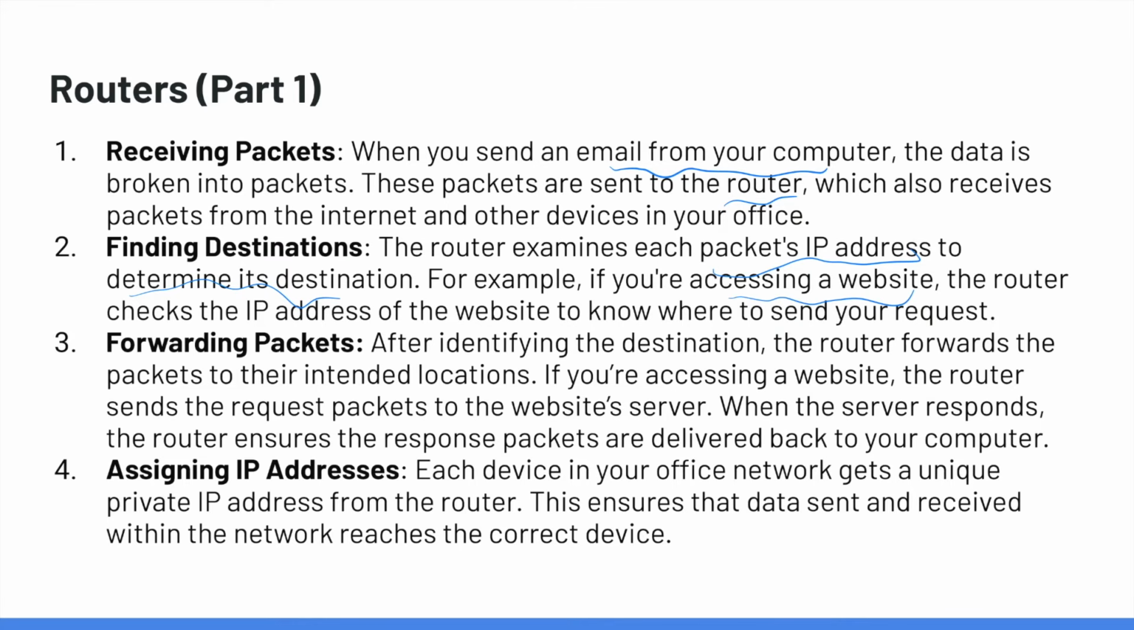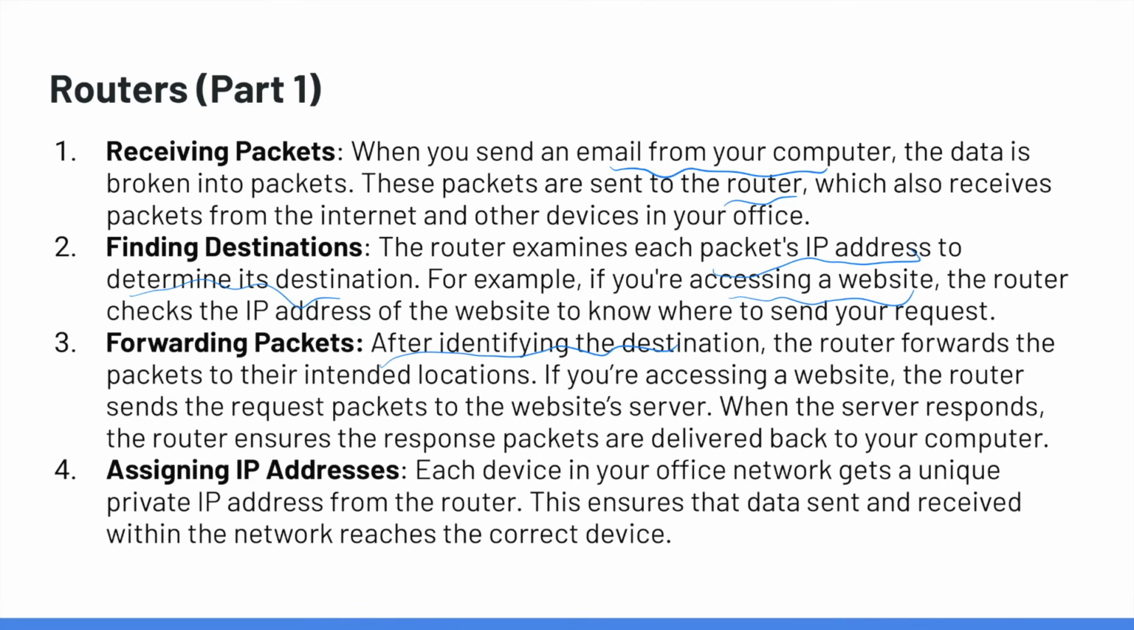to send your request. So from your browser, if you are sending a request, you want to see google.com, that request is going to take the form of data packets, and the router is going to send those to the IP address of google.com in order to get the actual HTML web page associated with that website. And the next step kind of illustrates that.